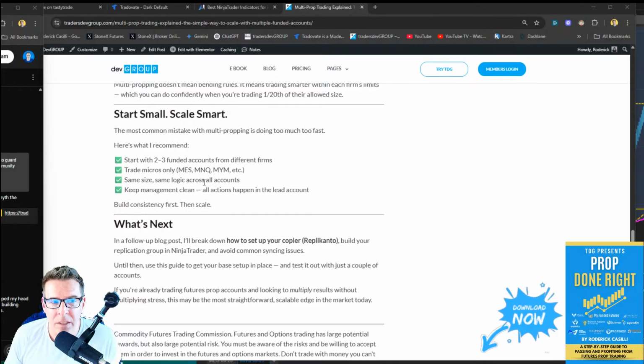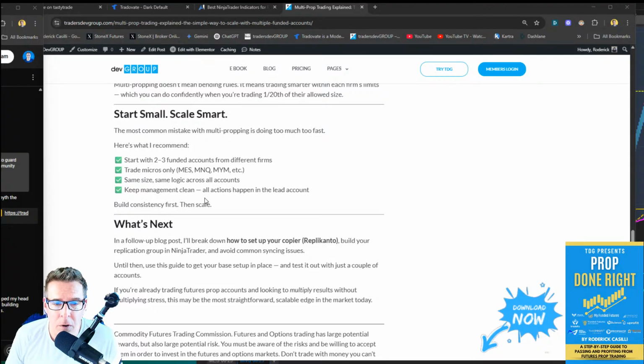start small, scale smart. All right, so just 2 or 3 funded accounts from different firms. Please don't start with 10 at 2 or 3 different firms, or you're just going to have problems with the copier. You're going to have problems getting it set up. You're going to get logged out. You're going to get frustrated. You know, keep it really small.